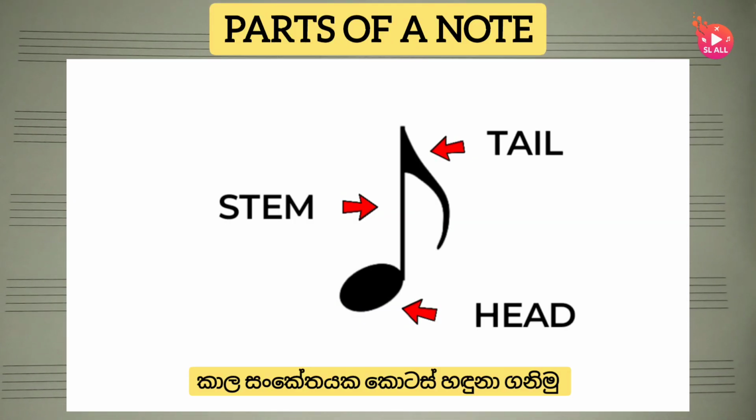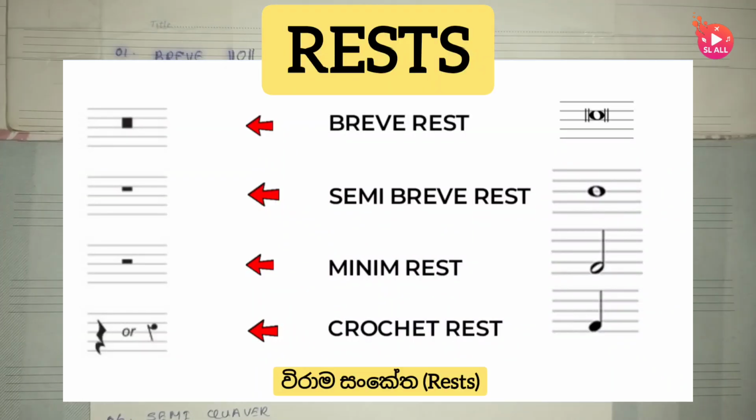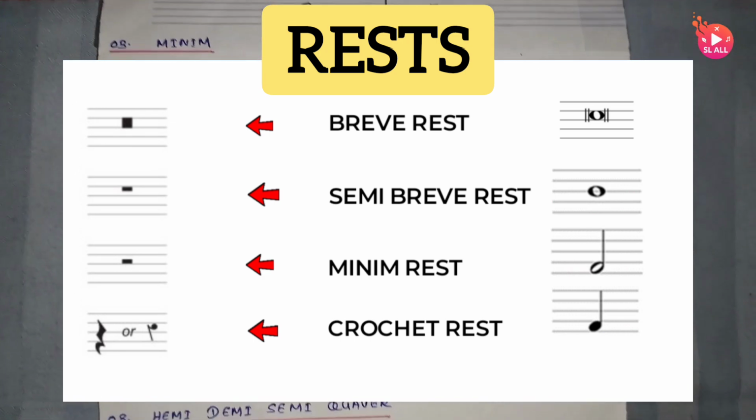Parts of a note: tail, stem, head. Rests. Let's learn about the parts that make up a musical note.